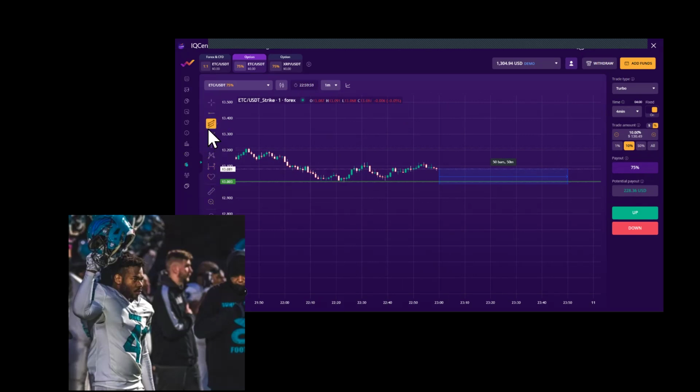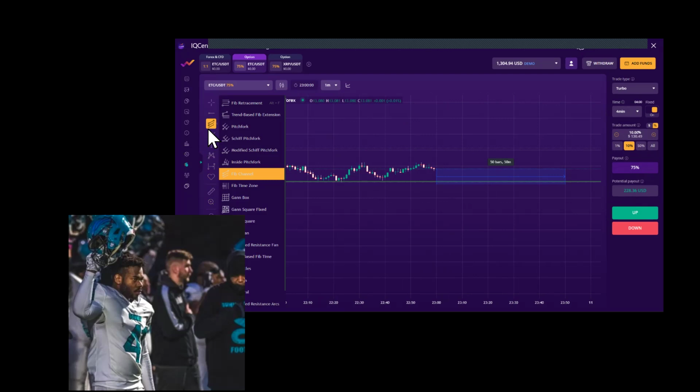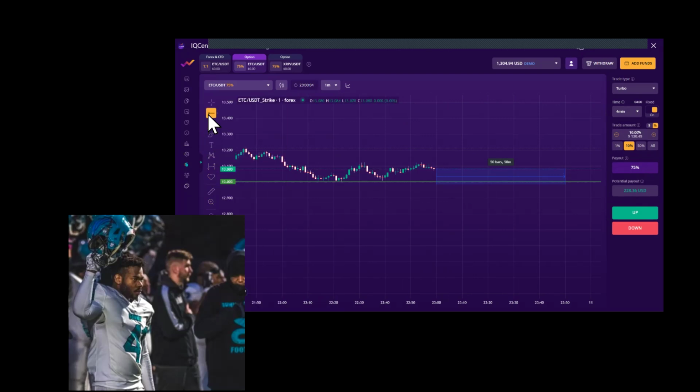Let's see what else I can do in here. I don't want no fib circles. A parallel channel is cool, but I want to get this trend line. No, I'm gonna get an arrow in. So as long as it touches it, it'll be straight. As long as it continues down, we should be good.